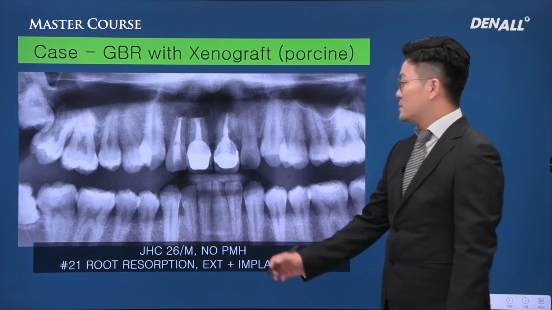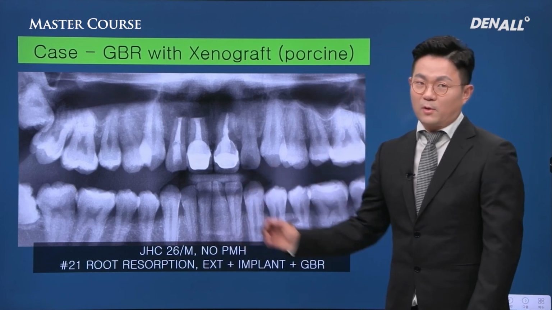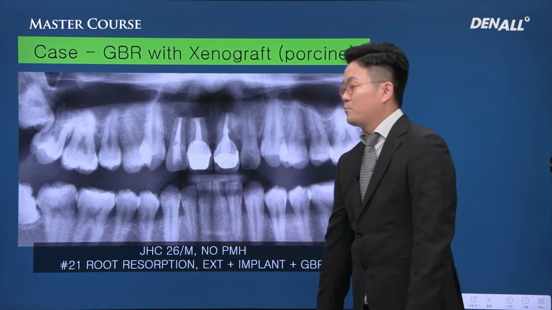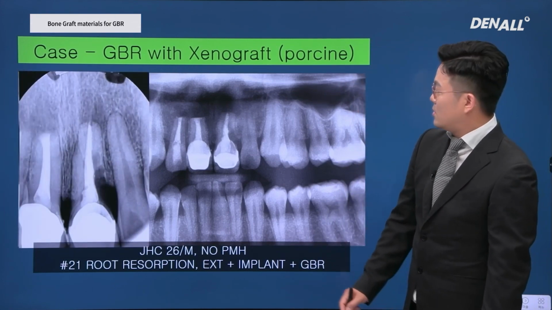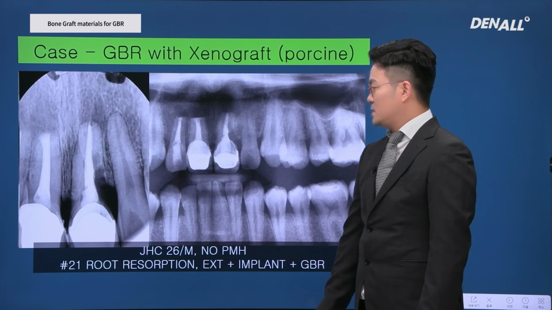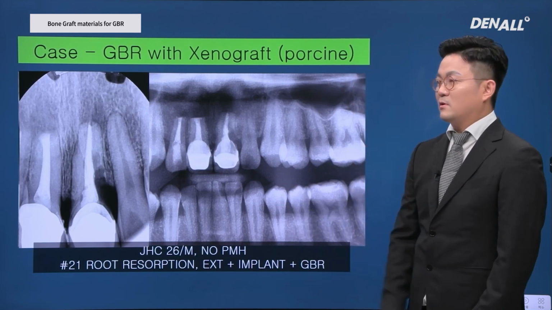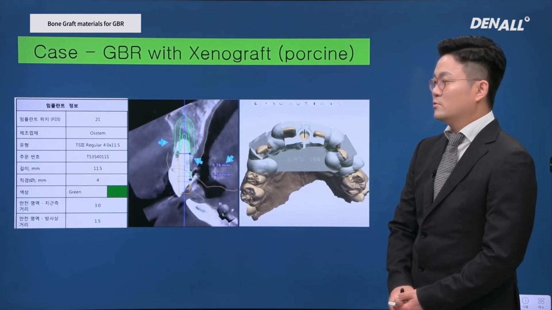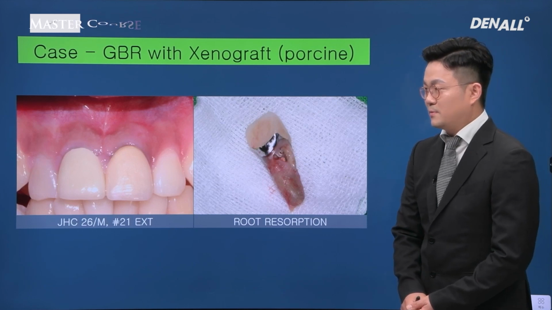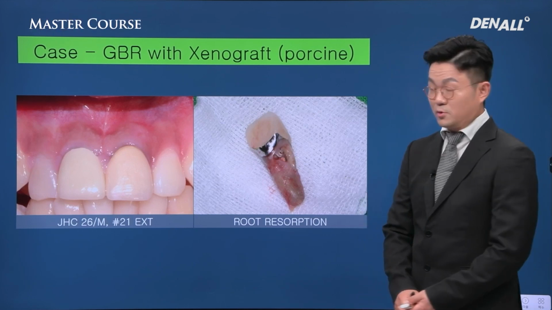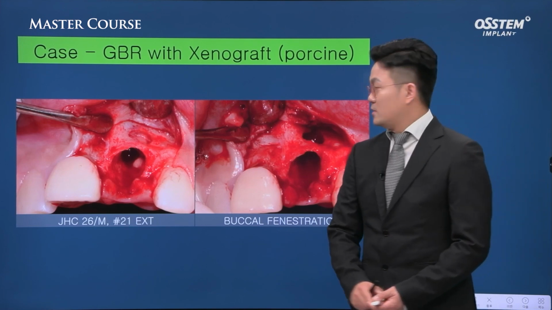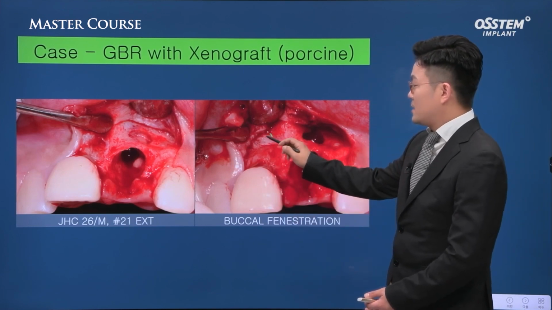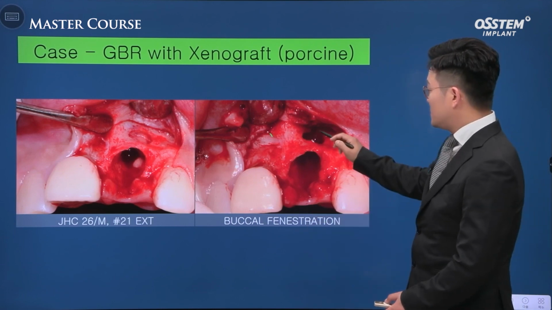Here, porcine xenograft is used for GBR. The pig bone was used. Number 21 is resorbed. So guided surgery was conducted to place an implant, and after extraction we found severe bone loss, and epicotomy was recently done, so it looks like this. There's not much bone here.